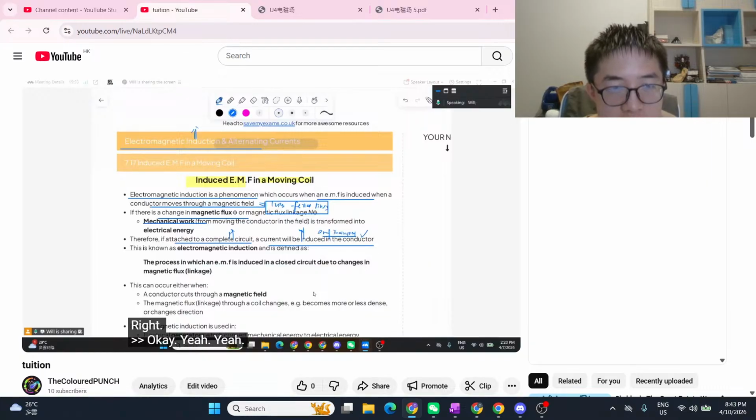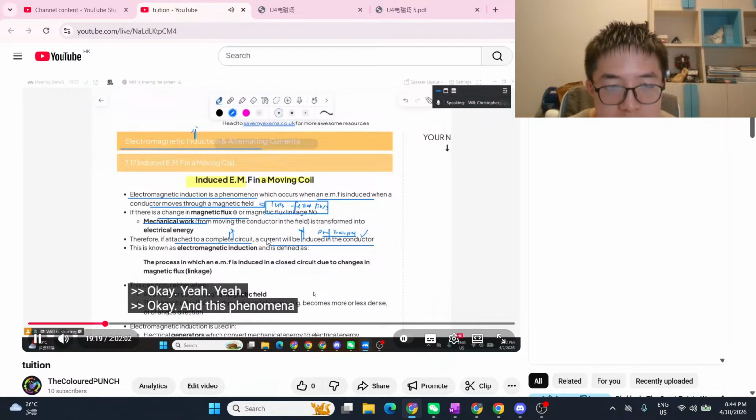This can occur either when a conductor cuts through a magnetic field, or the magnetic flux linkage through a coil changes, becomes more dense or less dense, or changes direction. This can occur when a conductor cuts through a magnetic field or a change in flux linkage happens.